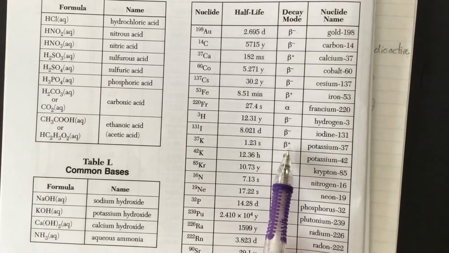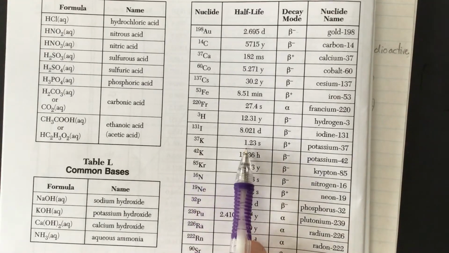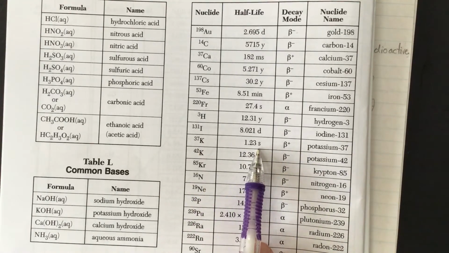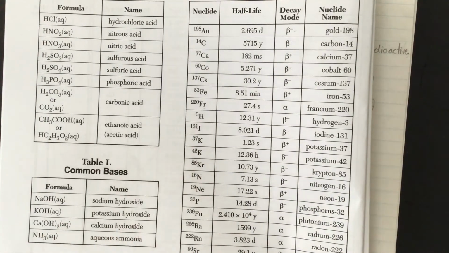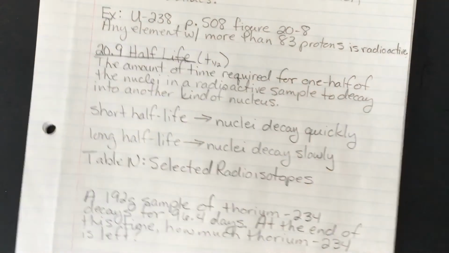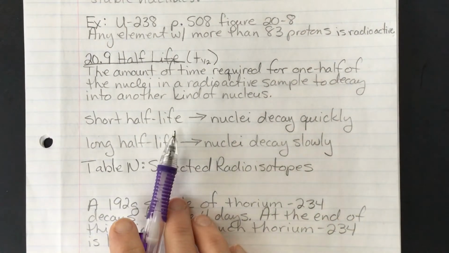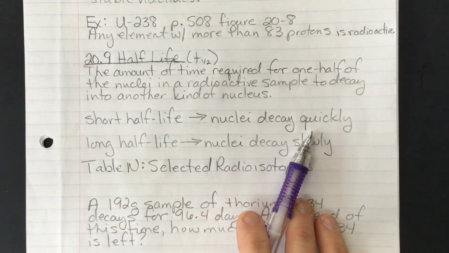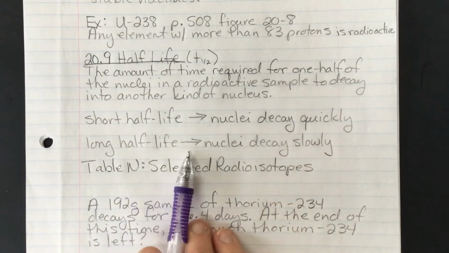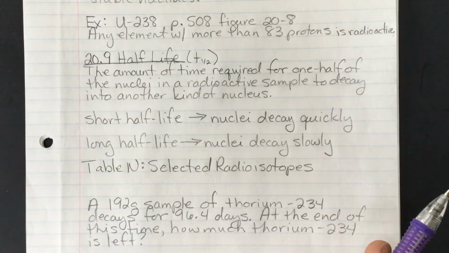Here, francium-220, 27.4 seconds that it lasts, and that's alpha decay. We have positron decay for something like potassium-37, 1.23 seconds. So these are a lot of different half-lives that are in this table. Now, what we need to know is that the shorter the half-life is, the faster the nuclei decay. And the longer the half-life, the slower they decay. So they'll be around longer.